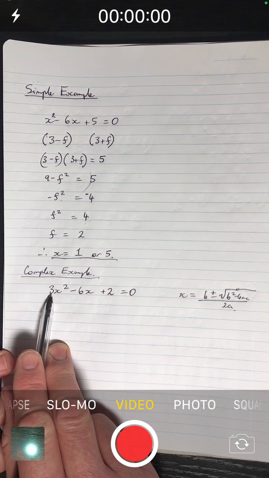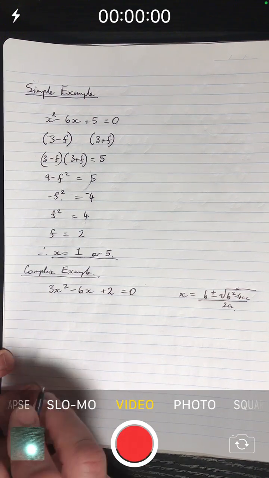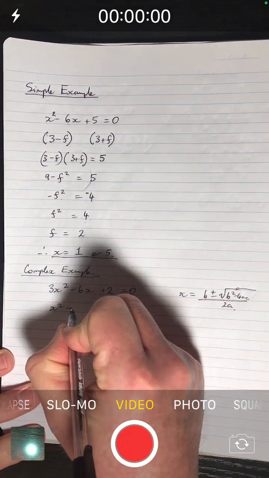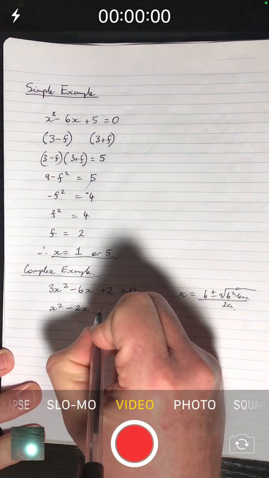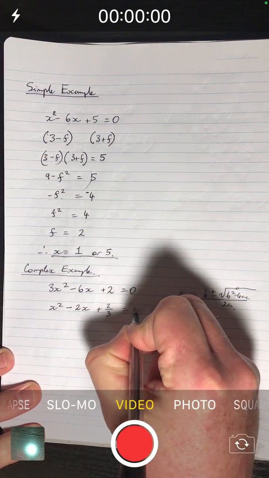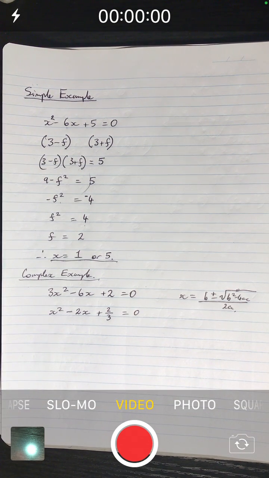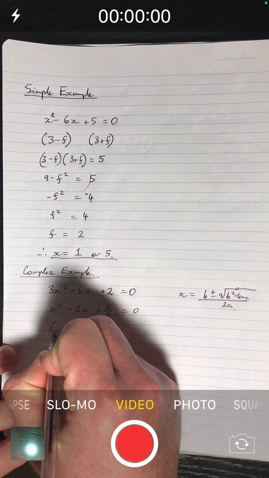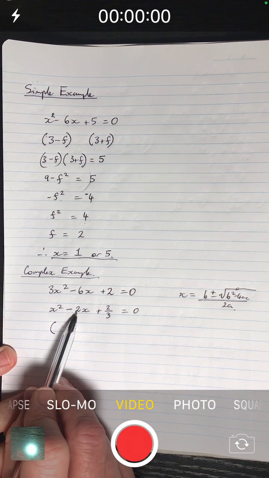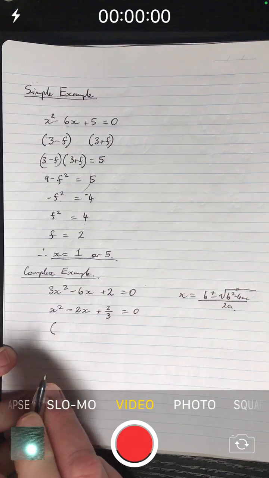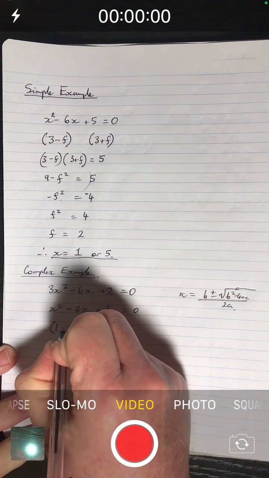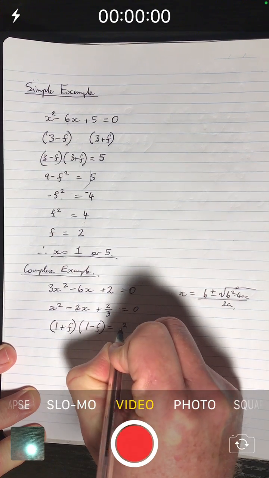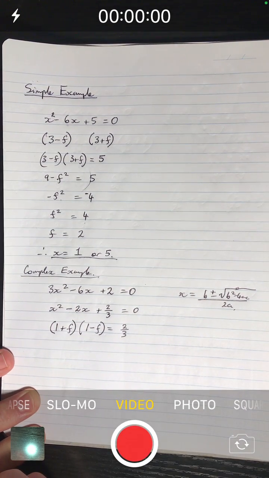So the first thing to do is this a, we need to divide everything through by a. So if I divide 3x squared by 3, I'll get x squared. Divide by 3 there, I get 2. And again, divide by 3. So that's now my quadratic equation. Okay, let's set up our two x values. So there's 2, divide that by 2, we get 1. We will have 1 plus f and 1 minus f, and they will multiply together to equal 2/3.